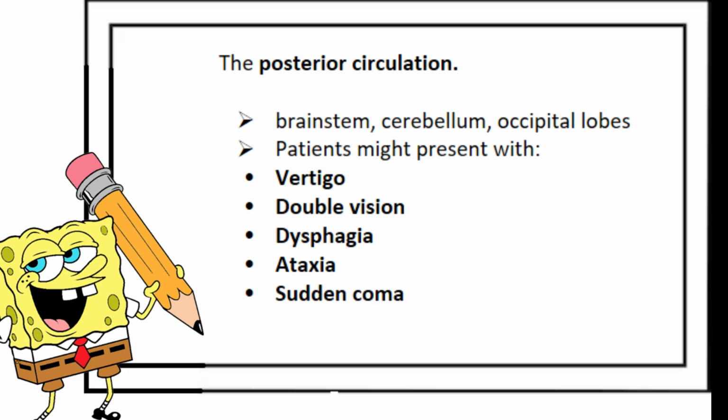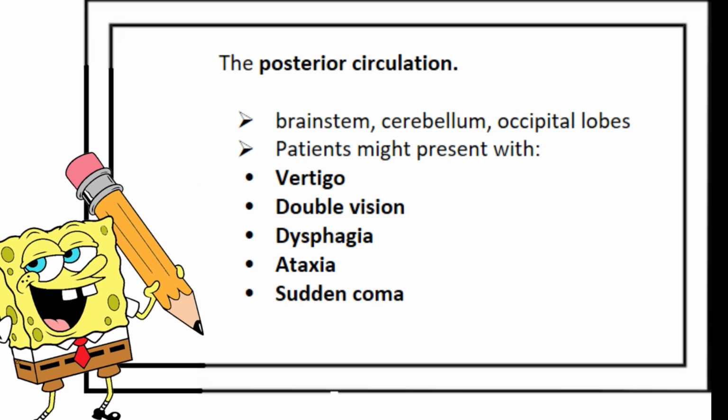Alright, NeuroClarity fam, before we wrap up, let's not forget about a whole other territory that does not get scored by the aspects, the posterior circulation. This includes your brainstem, cerebellum, and occipital lobe, which are the backstage crew of the brain. They don't get enough spotlight, but they run the show when it comes to balance, breathing, consciousness, and vision. Unlike the anterior circulation, where aspect fully applies, the posterior stroke can be very sneaky.